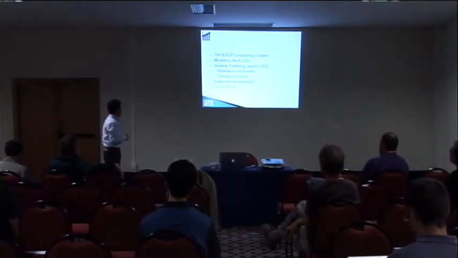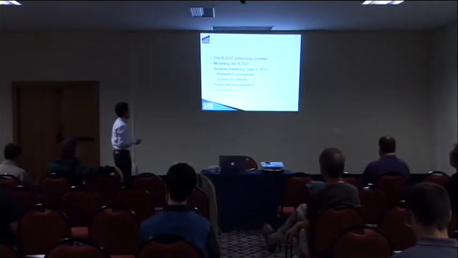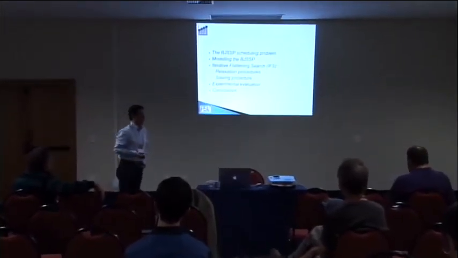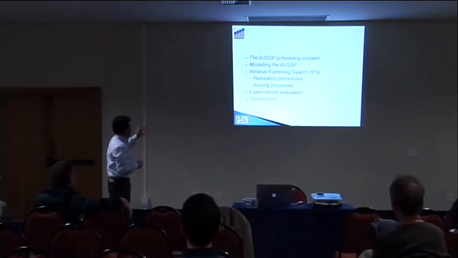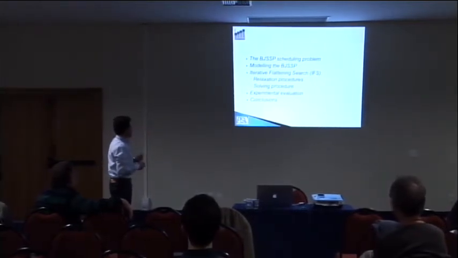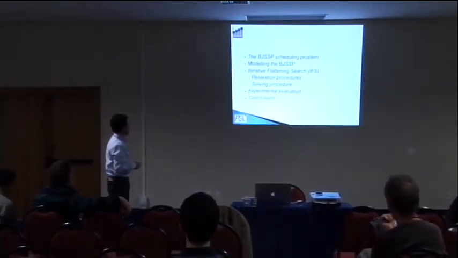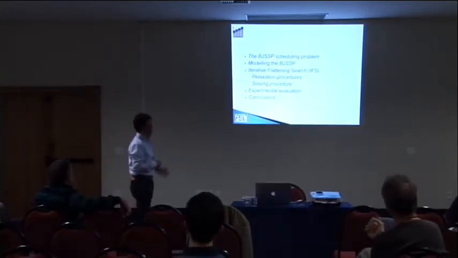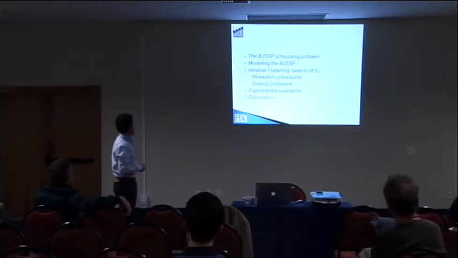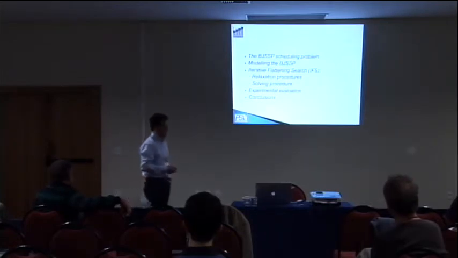This heuristic is also known as large neighborhood search in the research community. We propose that this heuristic is composed of two fundamental steps, relaxation and solving procedure. We propose these two procedures for the blocking version. Then some experimental evaluation, conclusion, and investigation.